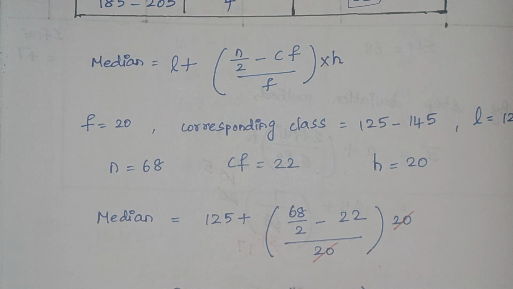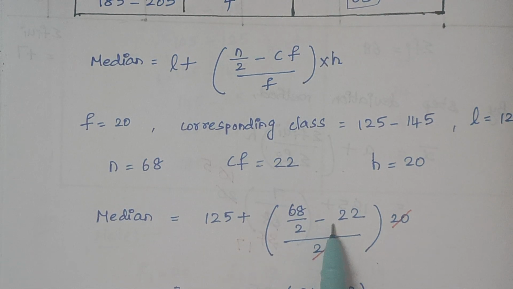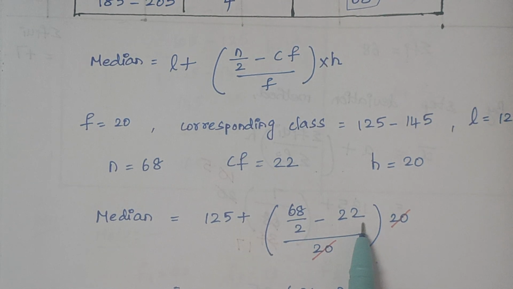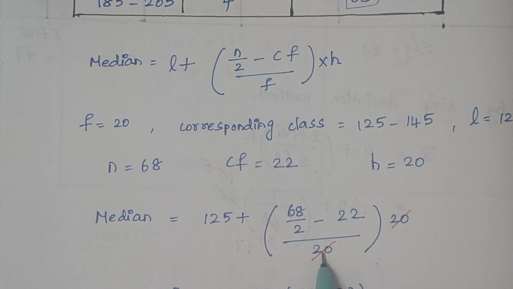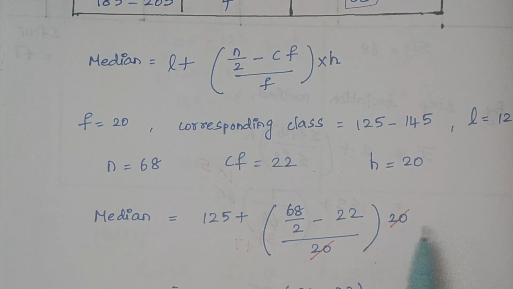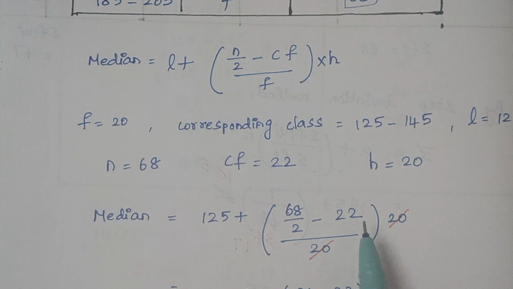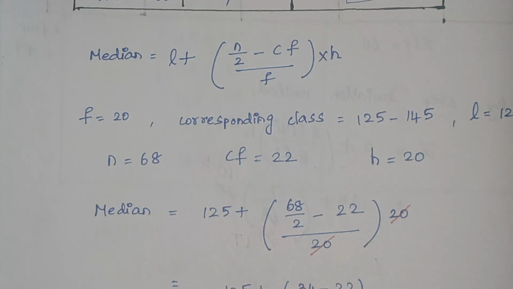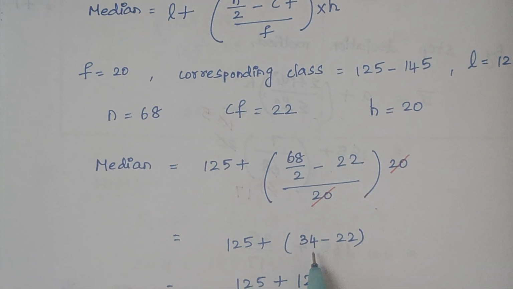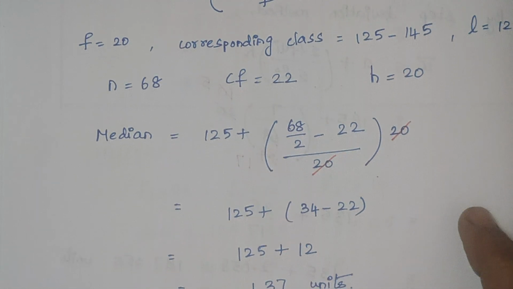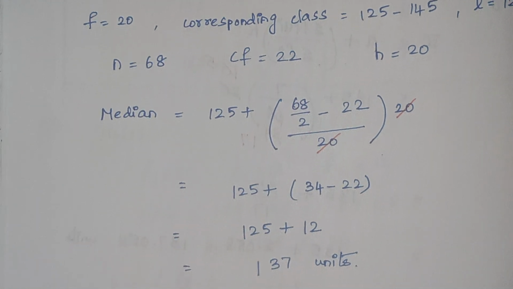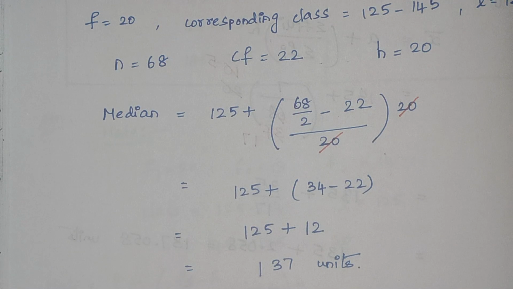125 plus the value of n is 68. So 68 by 2 minus the cumulative frequency 22, divided by the frequency F which is 20, and H is 20. So these two get cancelled and 68 by 2 becomes 34. So 125 plus 34 minus 22. So here the answer is 12, and finally here the answer is 137 units.